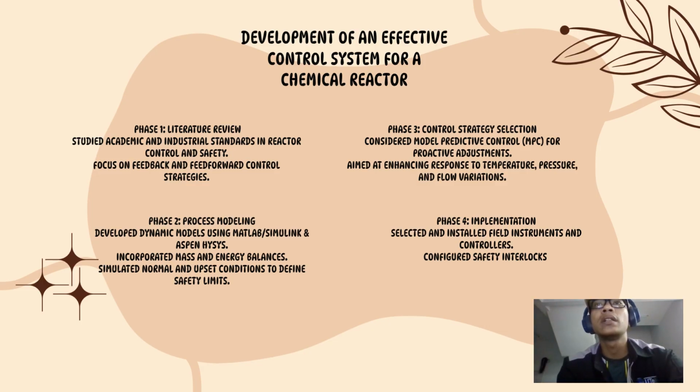Then the third phase is control strategy selection. Consider model predictive control for proactive adjustment aimed at enhancing response to temperature, pressure, and flow variation. And the fourth phase is implementation. Select and install field instruments and controllers. Configure safety interlocks.